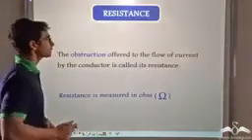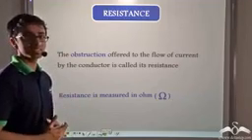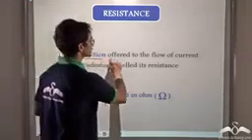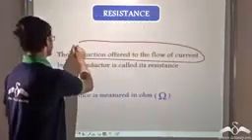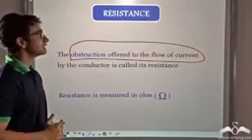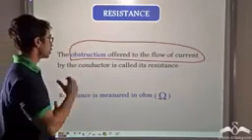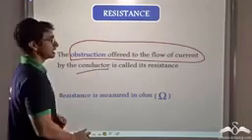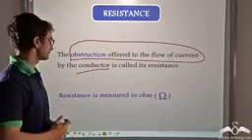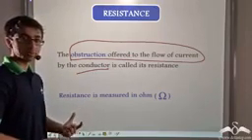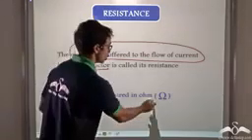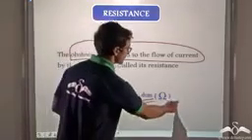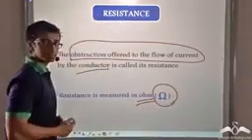So how can we define resistance in case of current? Resistance can be defined as the obstruction offered to the flow of current. It is important to remember that resistance is the obstruction offered. So the obstruction offered to the flow of current by the conductor is known as the resistance of the conductor. Resistance is a measurable quantity and it is measured in ohms. That is, ohm is the unit of resistance and it is denoted by the symbol omega.